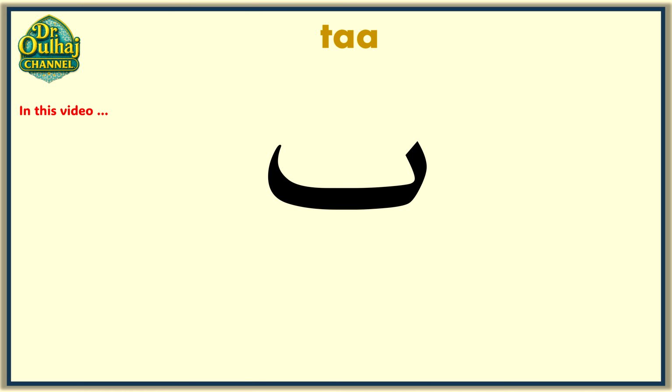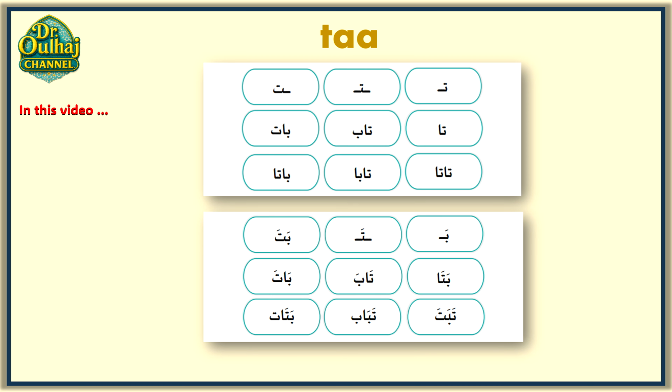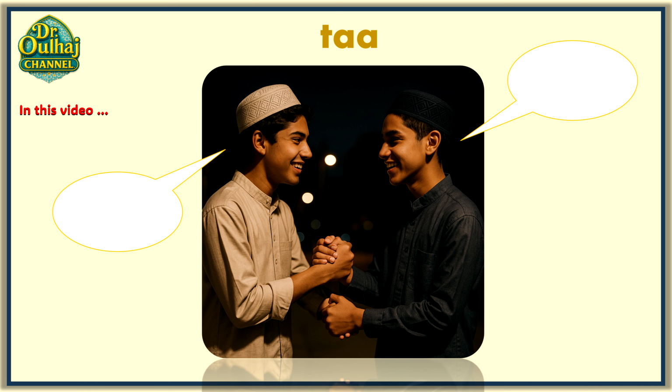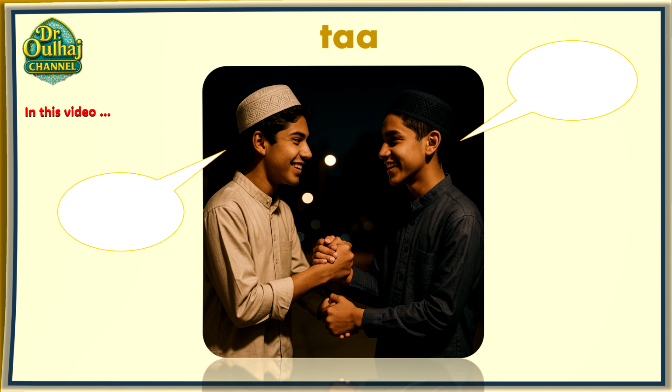Have you ever noticed that in Arabic, tiny marks and dots can completely change how a word is read? Today, we'll discover the letter ta and the short vowel fatha, and by the end, you'll be able to read Arabic syllables and real words with them. We'll also learn how to say good evening in Arabic.